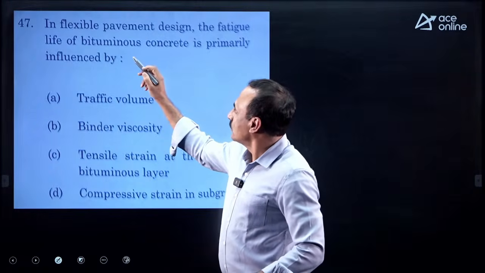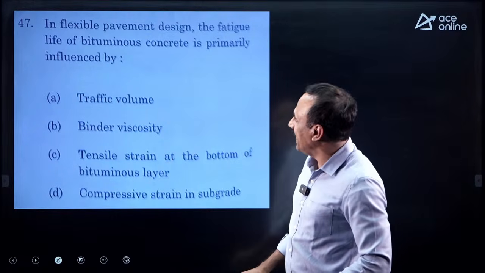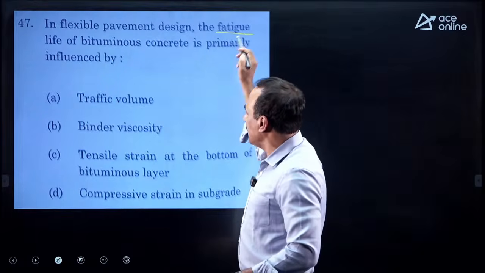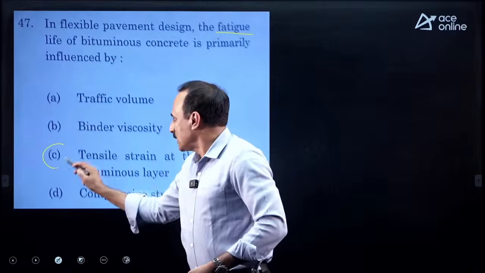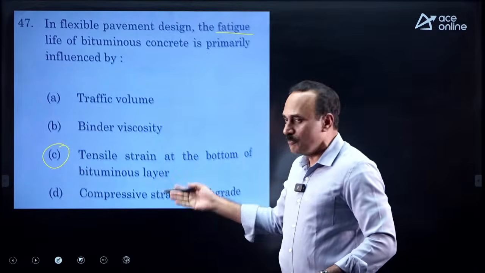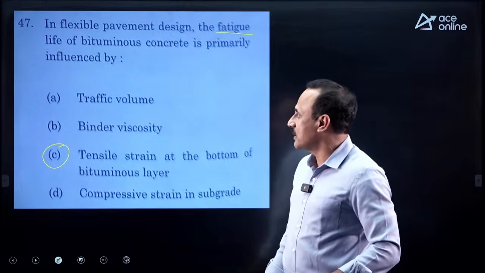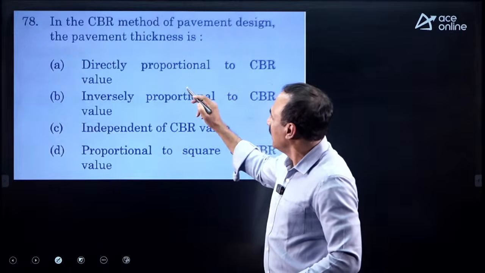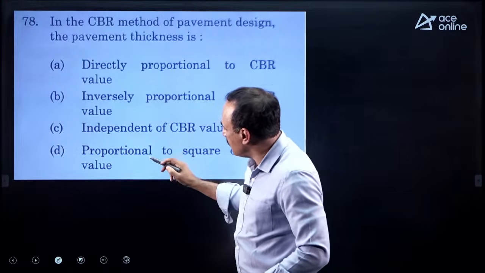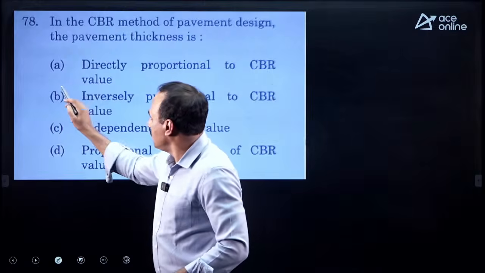Now, coming to the next question, in flexible pavement design, the fatigue life is based upon the repeated loading. It is based upon the tensile strain at the bottom of the bottom bituminous layer. So the answer is option C. Coming to the next question, in the CBR method of pavement design, the pavement thickness is inversely proportional to the CBR value.